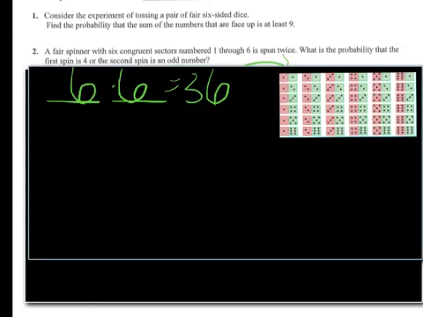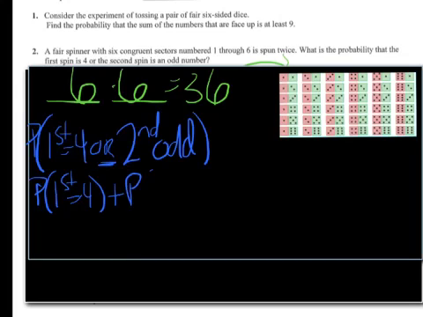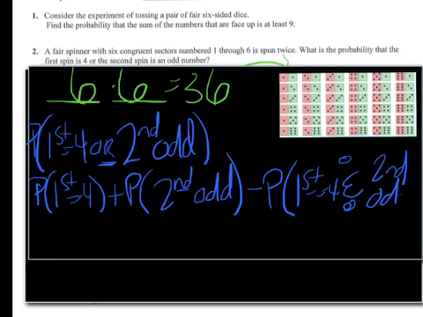Here's a question. What is the probability that the first spin is a 4 or the second spin is an odd number? So probability the first equals a 4 or the second is odd. What we want to do with an OR probability is add. So the probability that the first is a 4 plus the probability that the second is odd. But don't forget to subtract out any cases where both happen, where there's overlap. The first is a 4 and at the same time the second is odd.